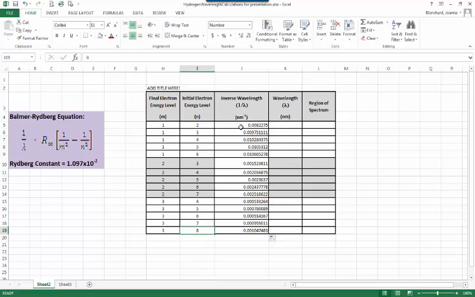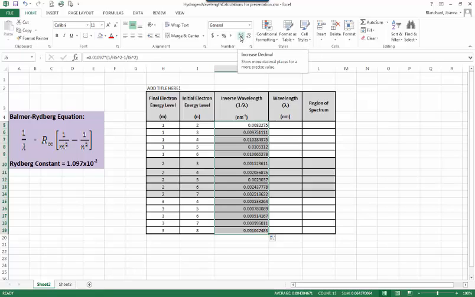So the other thing that we need to do is correct for the number of significant figures. So if we look at our equation here, m and n are both integers. So those don't count in the significant figure tally, but the Rydberg constant has 4 significant figures. So we want these numbers to only have 4 significant figures. So these are my decrease and increase decimal buttons. So if I was to use the increase, you can see I end up with more numbers or more decimal places. But if I go to this one, I can decrease my decimal places until I get down to 4 in the first cell anyhow.